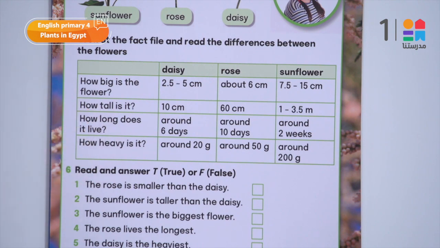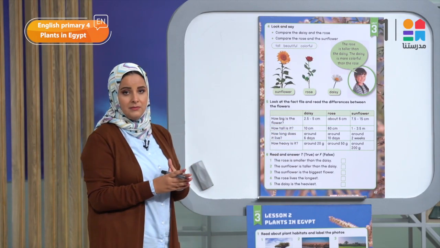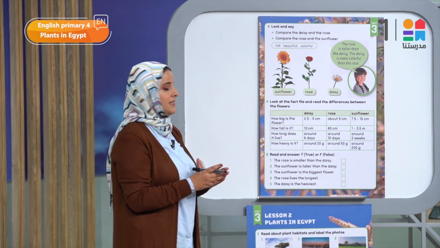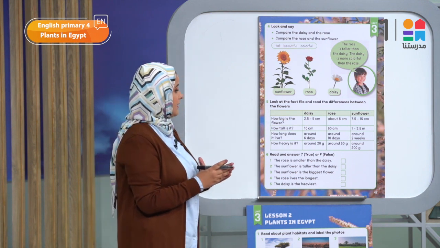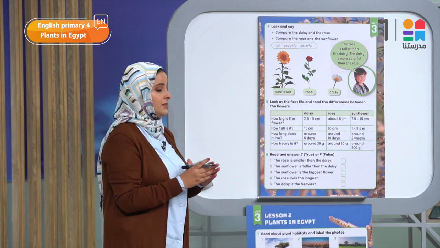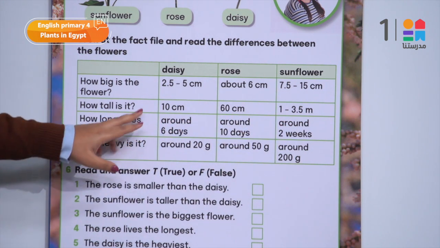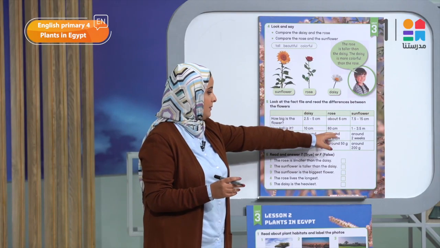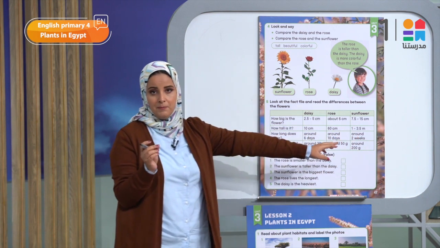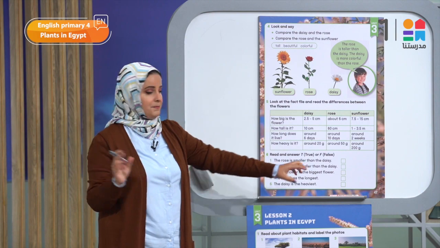How tall is it? The daisy, 10 centimeter. The rose, 60 centimeter. The sunflower, from 1 to 3.5 meter. Take care, this is meter. Let's notice that here we said centimeter, and here we said centimeter, and here we say meter. And we know of course that 1 meter equals 100 centimeter.